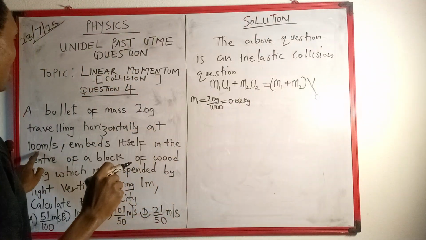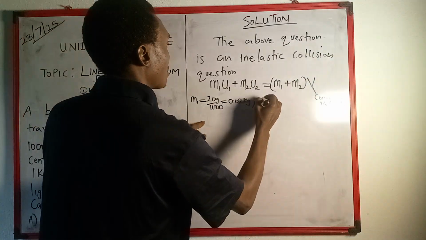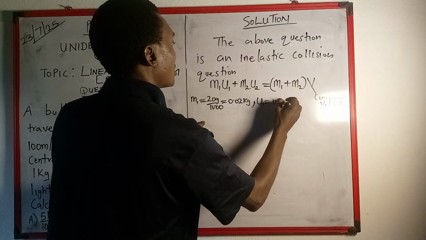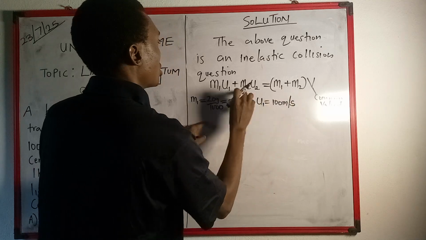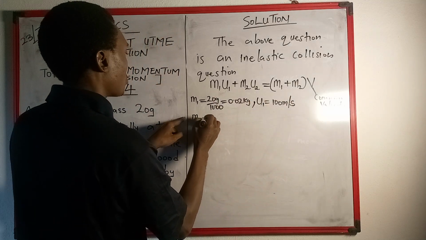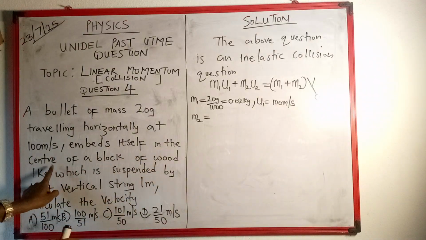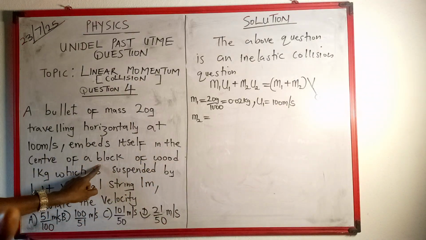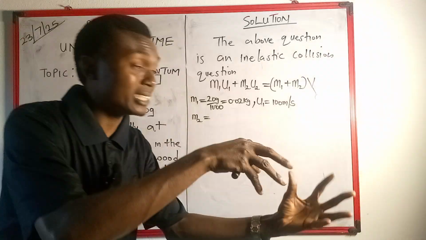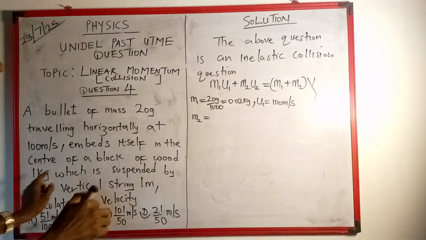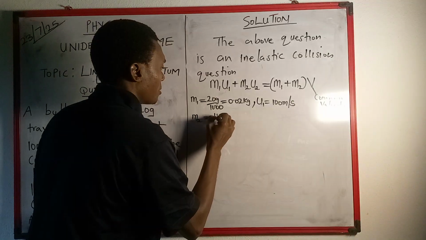At 100 meters per second, so u1 is 100 meters per second. Let's go to m2. Check your m2. In the center of a block of wood, it's giving us 1 kg. So we're going to put 1 kg here.